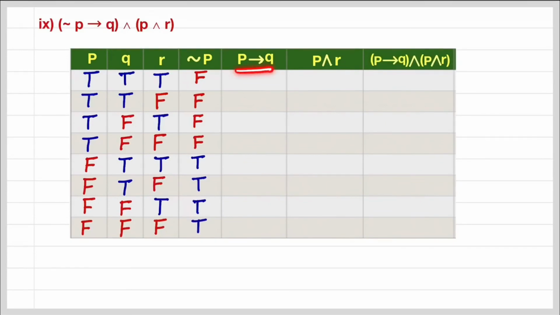Next is implication. P implies Q. When the first statement is true and the second false, implication is false, otherwise it is true. The third and fourth entries are false and all other entries are true. Now we have to take the conjunction of negation of P implies Q and P and R. When both the statements are true, conjunction is true, otherwise it is false. That means the first and third entries are true and all other entries are false.